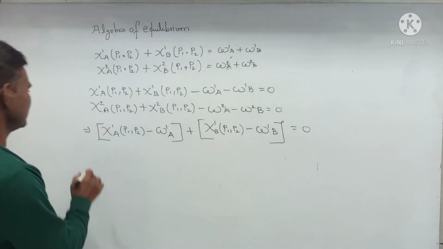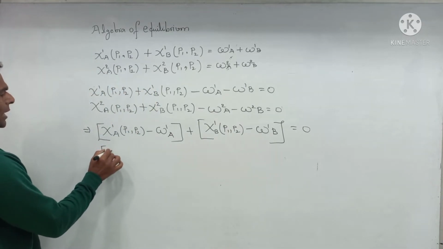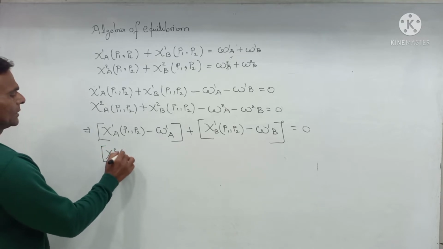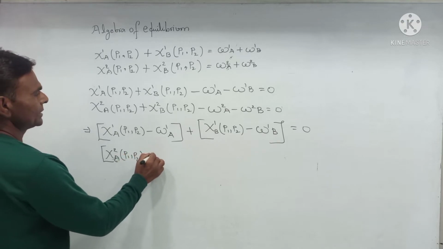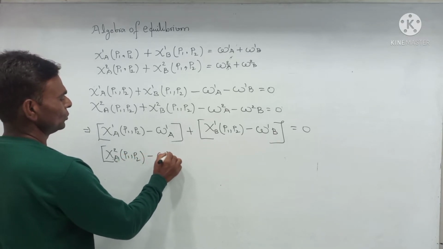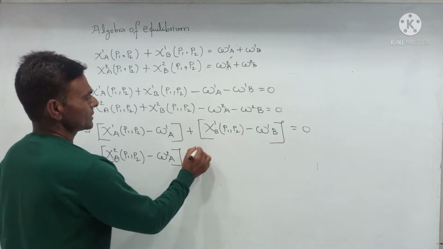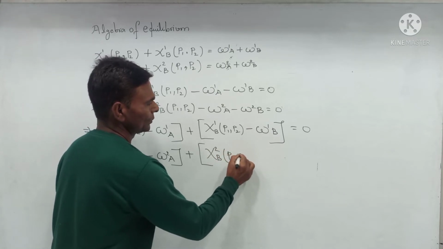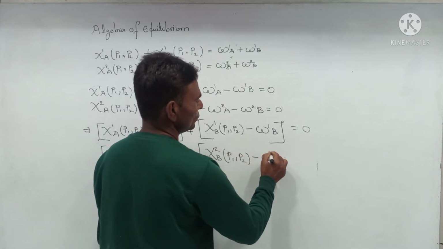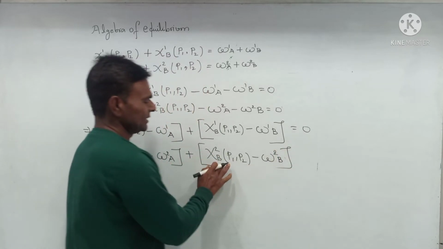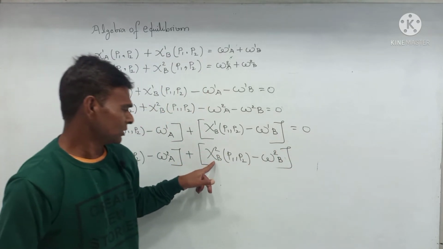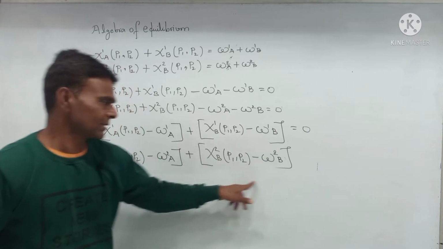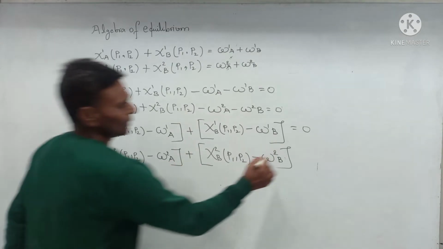Similarly, we can write it for goods 2: x2a, which is a function of p1 p2, minus w2a plus x2b, which is a function of p1 p2, minus w2b. This is the demand for goods 2 by person B and the endowment of goods 2 held by person B, and equal to 0.